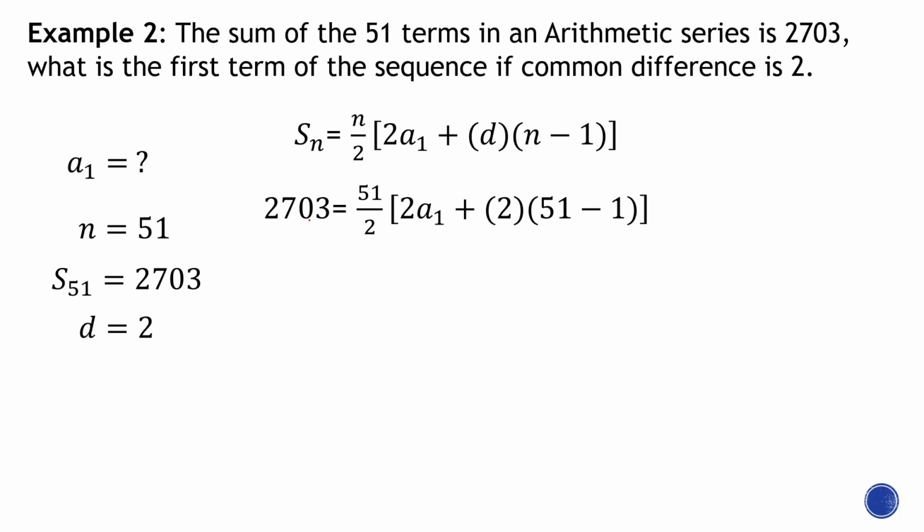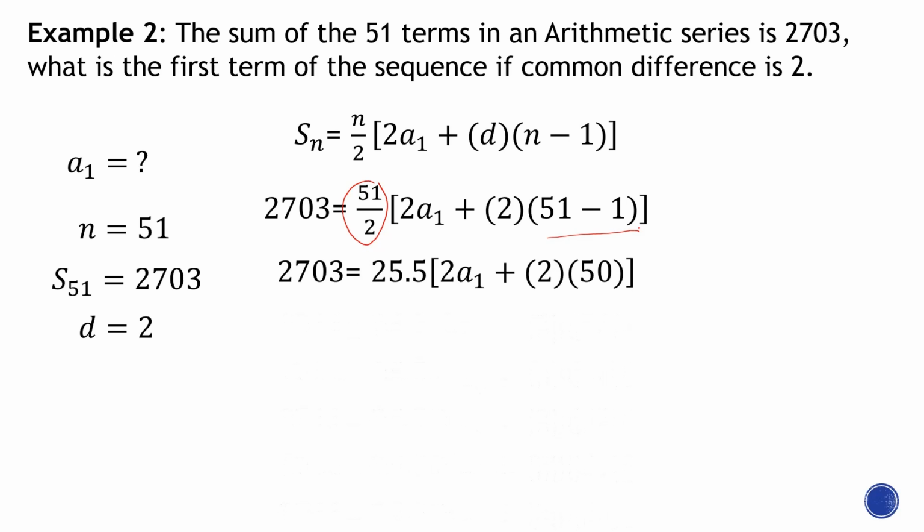So just replace those variables by the respective values or numbers. We have Sn, which is 2,703. We have 51, which is our n. We don't know a sub 1, the first term. Okay, so this is equal to 25.5. That's equal to 50, right? And if we multiply those two, the answer is 100. And then the next step here is, yes, that's 100.